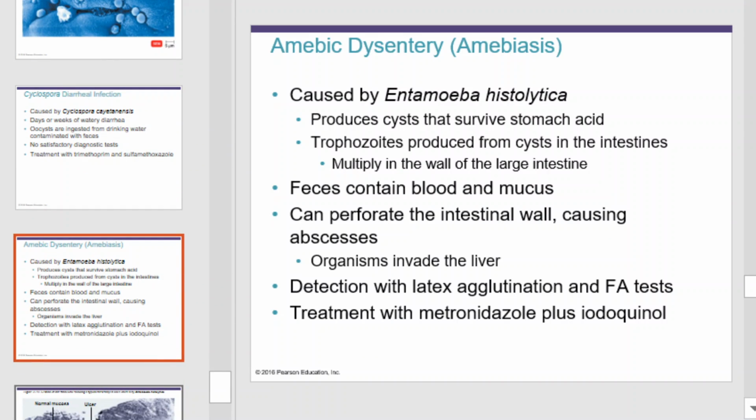Amoebic dysentery is caused by Entamoeba histolytica, which produce cysts that survive the stomach acid. The trophozoites produced from the cysts in the intestines multiply in the wall of the large intestine. Feces will contain blood and mucus and can be perforated, causing abscesses. The organisms can also invade the liver. Detection with latex agglutination and FA tests is common, and it is treated with metronidazole plus idoquinol.